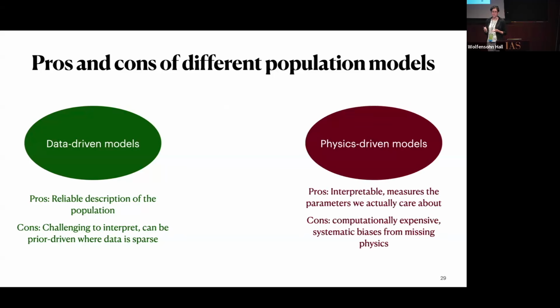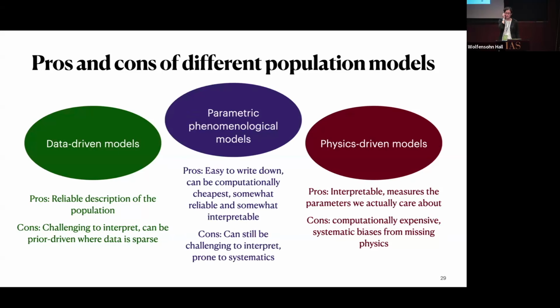For physics-driven models, the main advantage is that it's interpretable. It measures the parameters that we actually care about. If we want to do astrophysics with gravitational waves, we want to measure physics. The con is that it can be computationally expensive, but more importantly, there are systematic biases that could enter your inference from missing physics, because we just don't have a perfect description of the physics underlying the formation of stellar mass black holes.